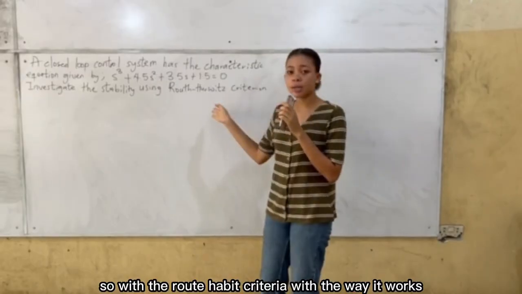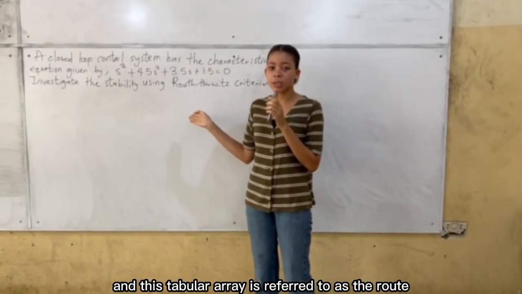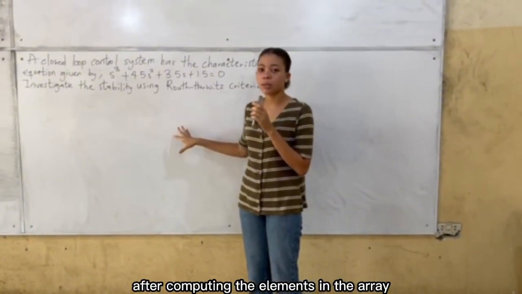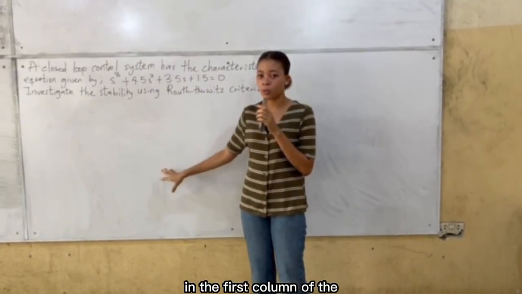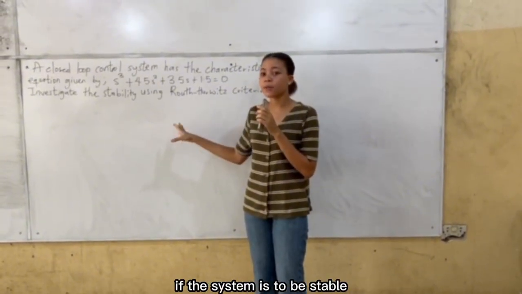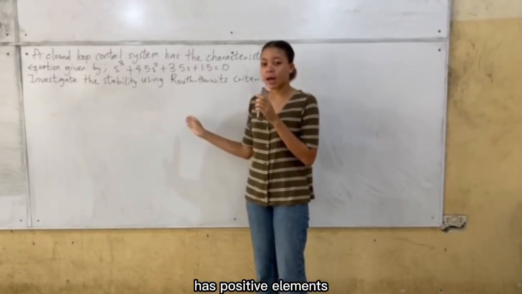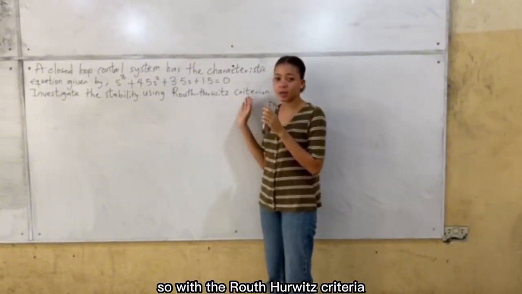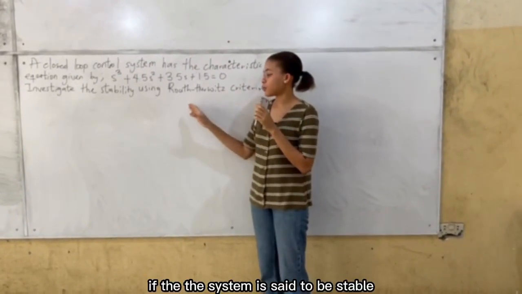The Routh-Hurwitz criteria works using a tabular array, which is referred to as the Routh array. From the tabular array, after computing the elements in the array, the stability can be determined by looking at the elements in the first column of the tabular array. If the system is to be stable, then the first column has positive elements.